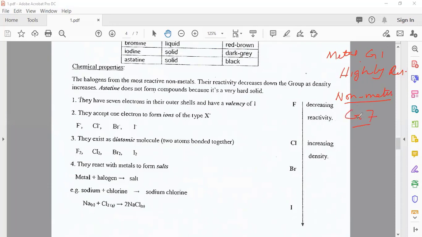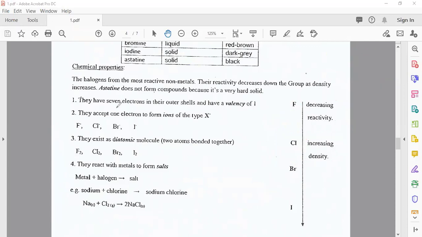They are telling us here that their reactivity decreases as you go down the group, while density increases. It means that fluorine is more reactive than chlorine, and chlorine is more reactive than bromine. So their reactivity decreases as you go down the group, but the density increases.